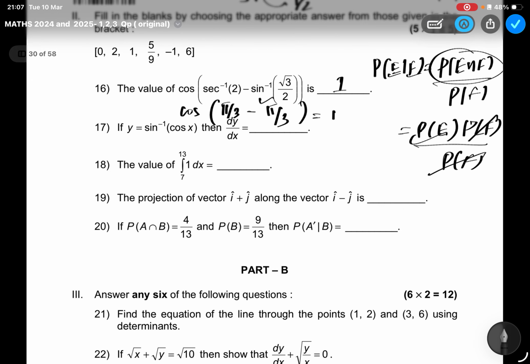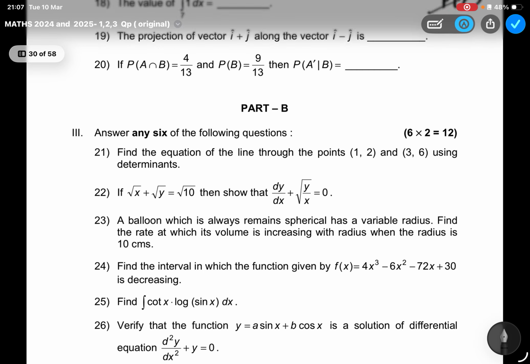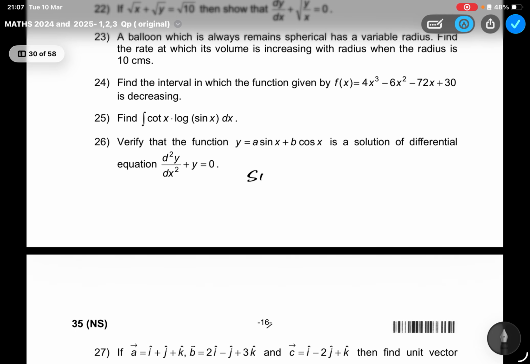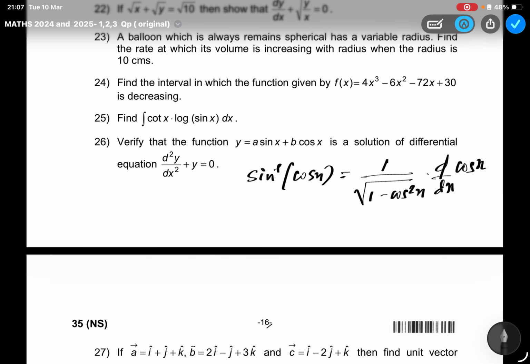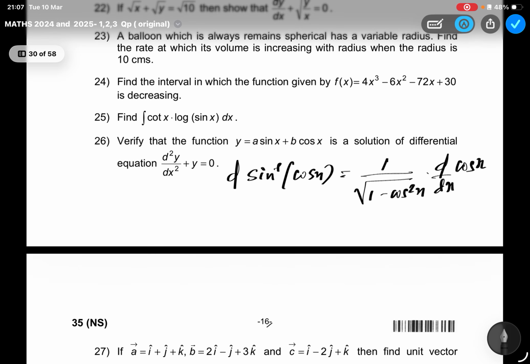Sin inverse of cos x, then dy by dx. You have to use the sin inverse formula on cos x. 1 divided by square root of 1 minus cos square x, into differentiation of cos x. The formula for sin inverse of u is 1 by root of 1 minus u square into differentiation of u. Cos x differentiation is minus sin x. 1 minus cos square is sin square x. So minus sin x divided by sin x. The answer will be minus 1.